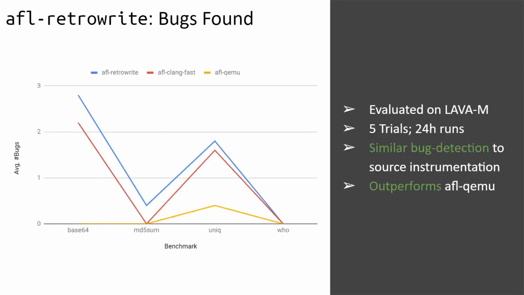In terms of bug detection rate, AFL RetroWrite on average finds just as many bugs as source code instrumentation. However, the binary-only QEMU is unable to find any bugs except for one on a single run of unique. This is primarily due to AFL QEMU being too slow and hence not exploring enough of the state space in a given time budget. The key takeaway here is that we can now fuzz binary applications with the same effectiveness as source-based instrumentation and recompilation.